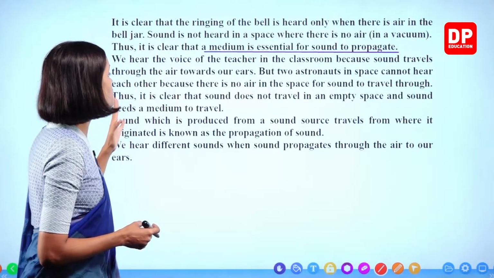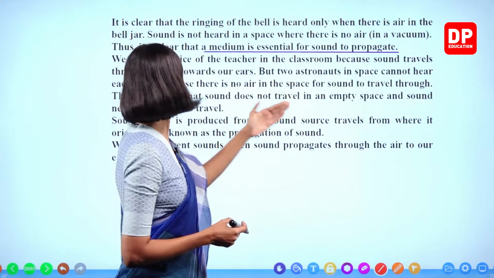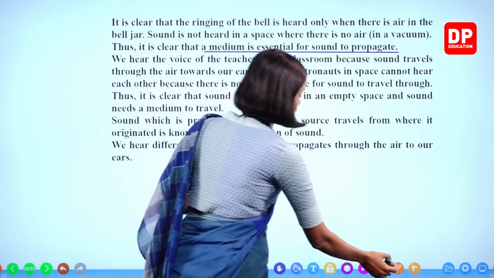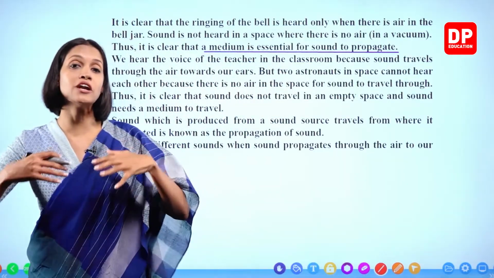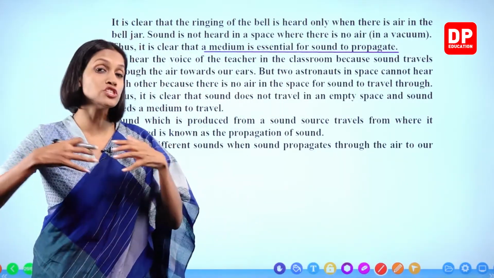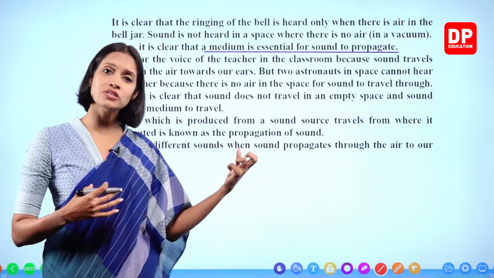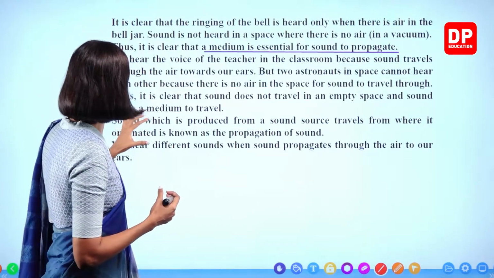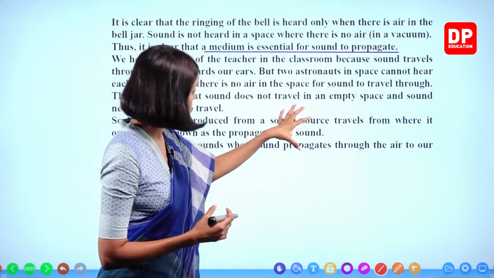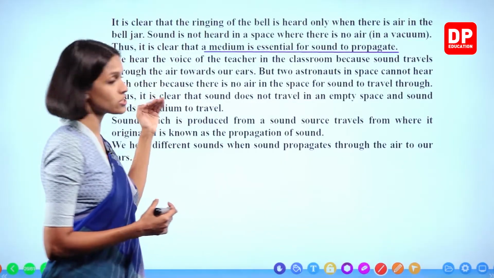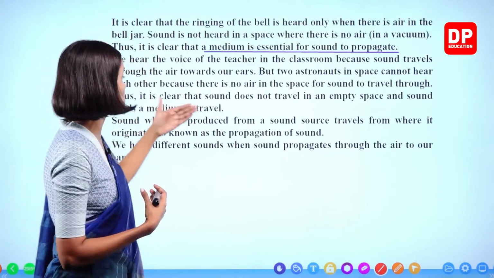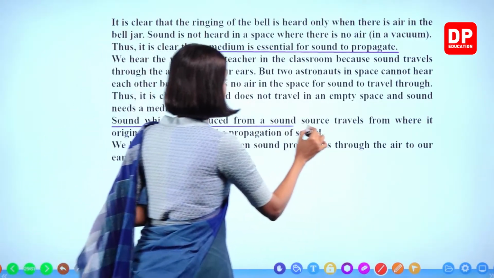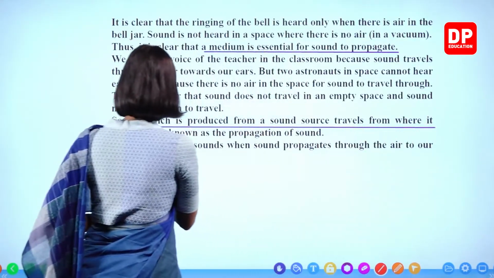Sound which is produced from a sound source and travels from where it originated is known as the propagation of sound, which means sound traveling from one place to another from its source. What is the meaning of sources of sound, children? The objects that produce sound. Right, children? This is the definition of propagation of sound.